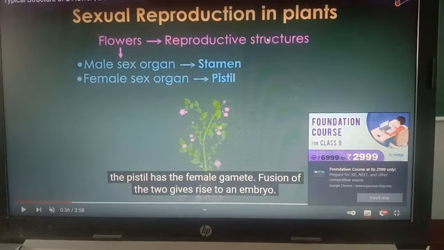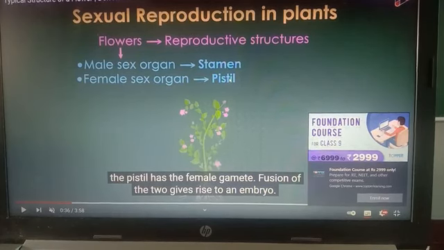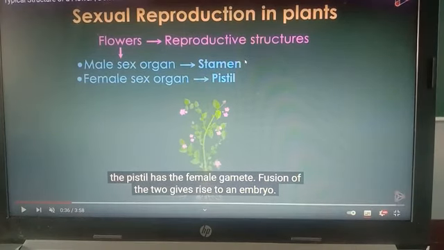The stamen contains the male gamete, and the pistil contains the female gamete. This male gamete will fuse with the female gamete contained in the pistil, and this process is called fertilization. Fertilization only takes place when the male gamete and female gamete fuse together.